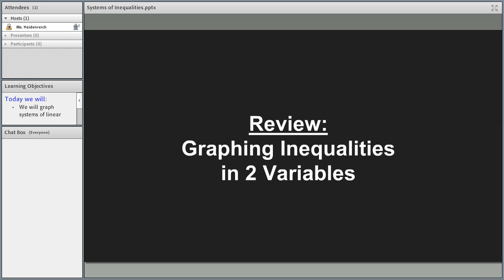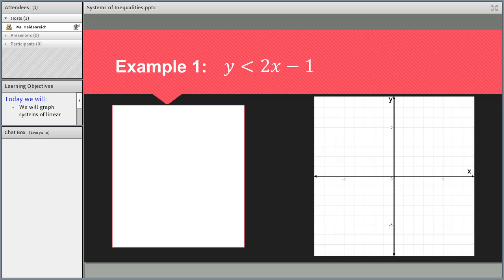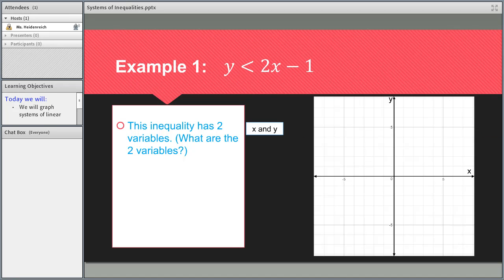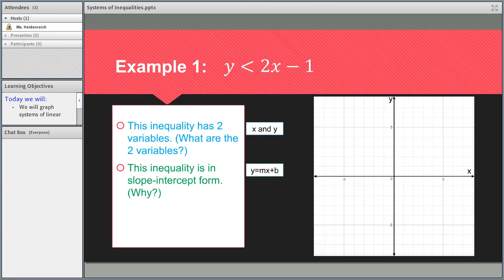Hopefully you've seen some of this before with graphing inequalities in two variables. Here's an example problem. If I want to graph this inequality, then I first need to note that it does have two variables, which means it's going to be on a two-dimensional graph with a coordinate plane. So what are the two variables? They are, of course, x and y. Okay, and it's also helpful to look at it and say, wow, that's already in slope-intercept form because it's in the form y equals mx plus b. That's very convenient for graphing.